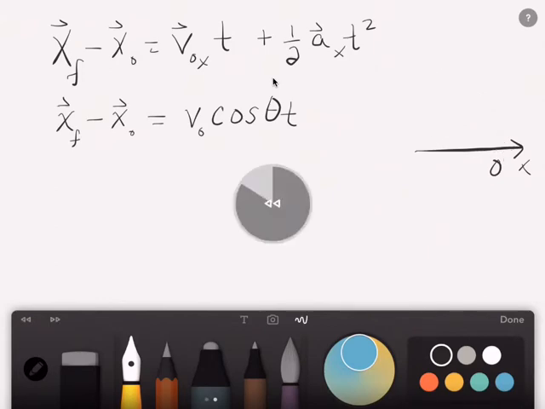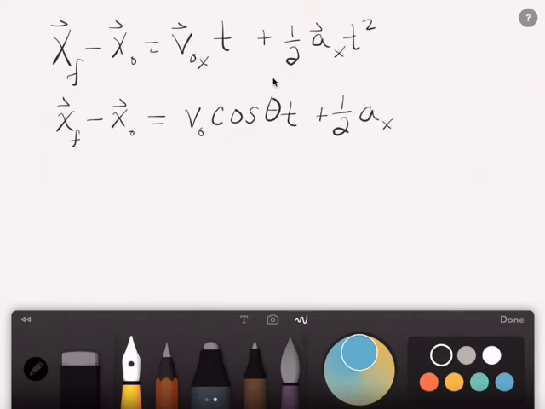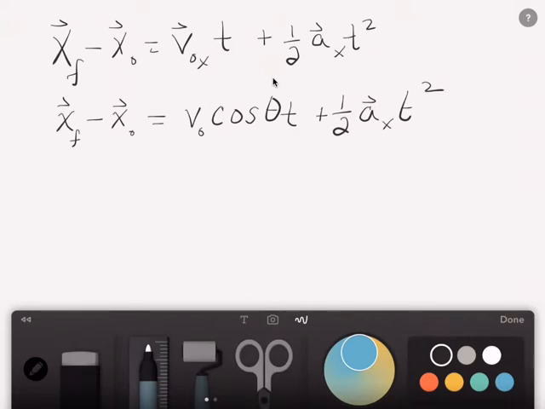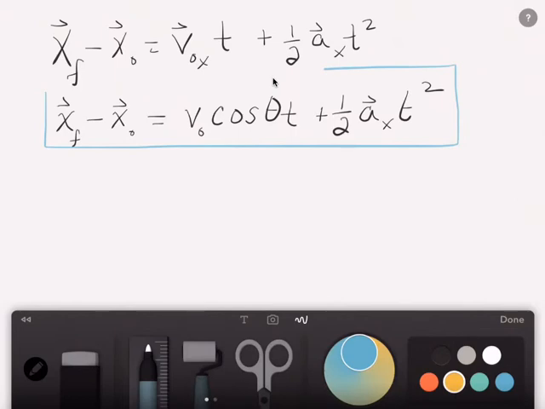So we have v naught cosine of theta times t plus 1/2 a sub x times t squared. Okay, this is a nice equation. That's our most general form. It is the one that we'll be using when it comes to doing calculations for kinematic equations.